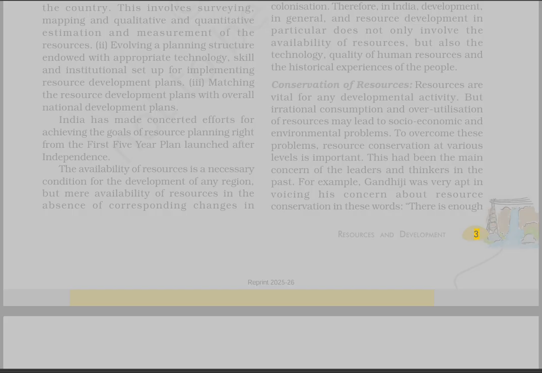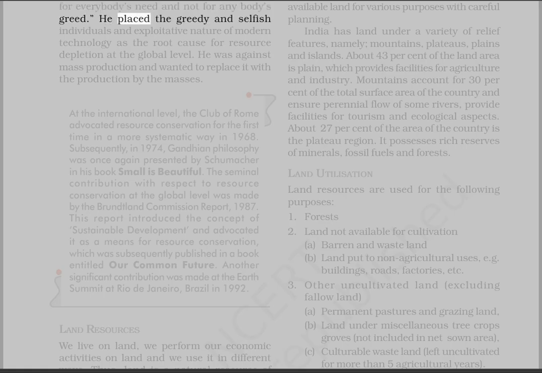for everybody's need and not for anybody's greed. He placed the greedy and selfish individuals and exploitative nature of modern technology as the root cause for resource depletion at the global level. He was against mass production and wanted to replace it with the production by the masses.